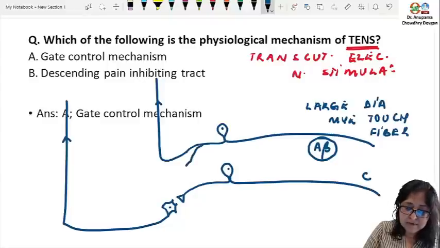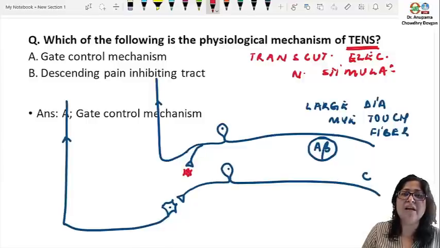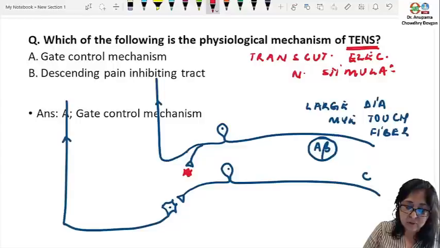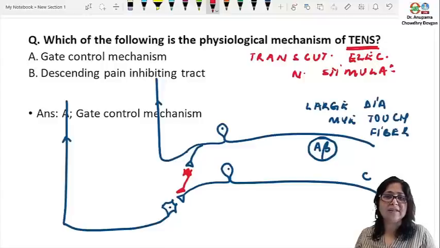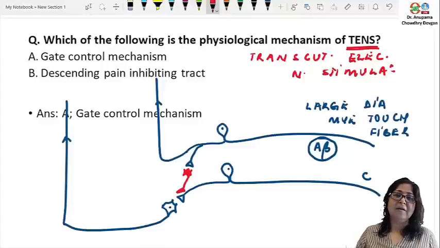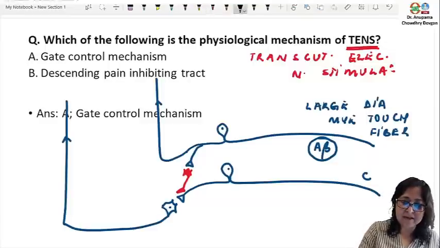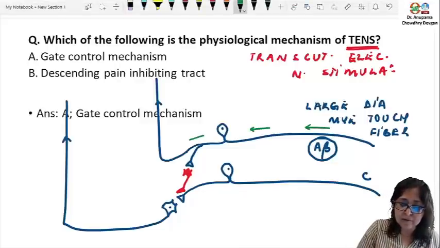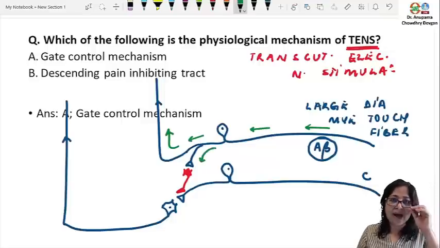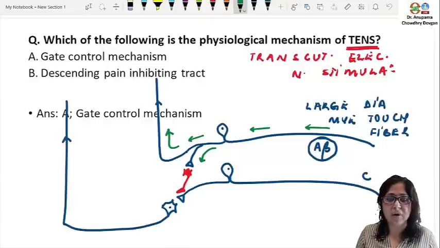Now, this touch fiber gives a collateral which synapses with an encephalinergic neuron present in the dorsal horn, and this encephalinergic neuron forms an axo-axonal synapse with the presynaptic neuron, in this case the first order sensory neuron of the pain pathway. So when I gently rub the area, impulses will go via the peripheral process, via the central process into the spinal cord, and impulses will go via this collateral to this encephalinergic neuron.